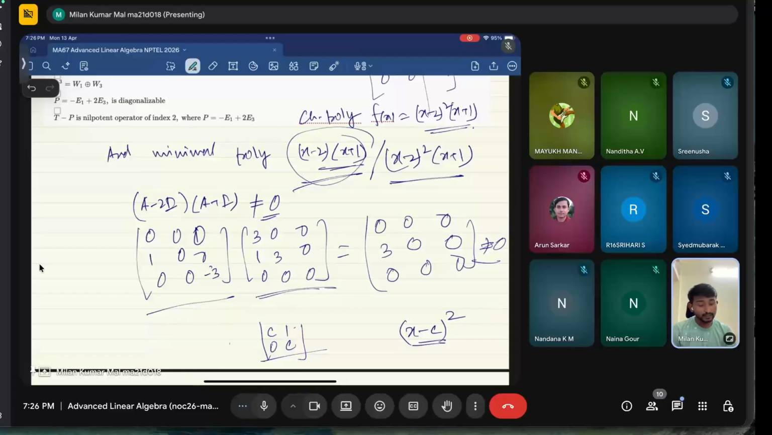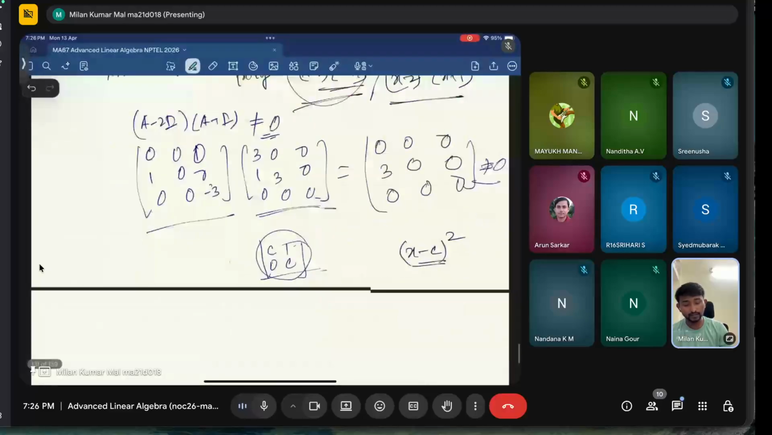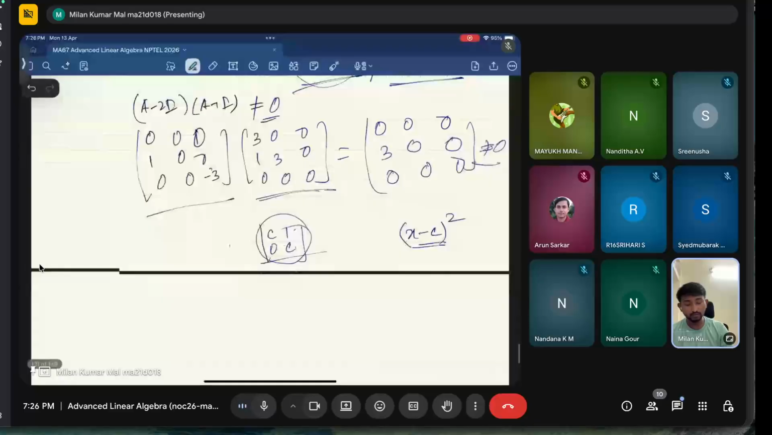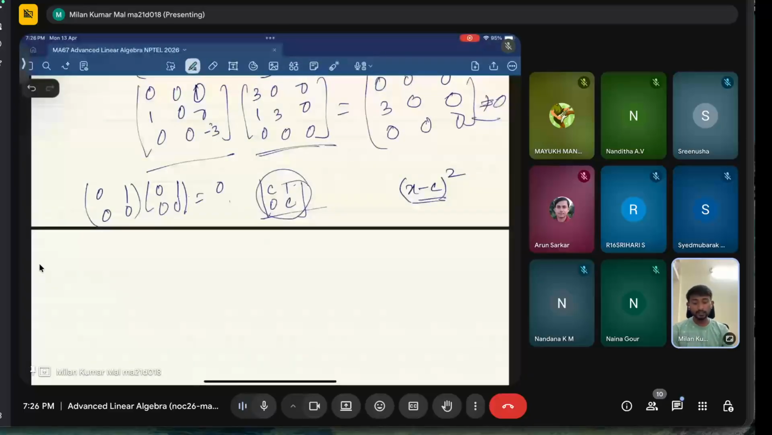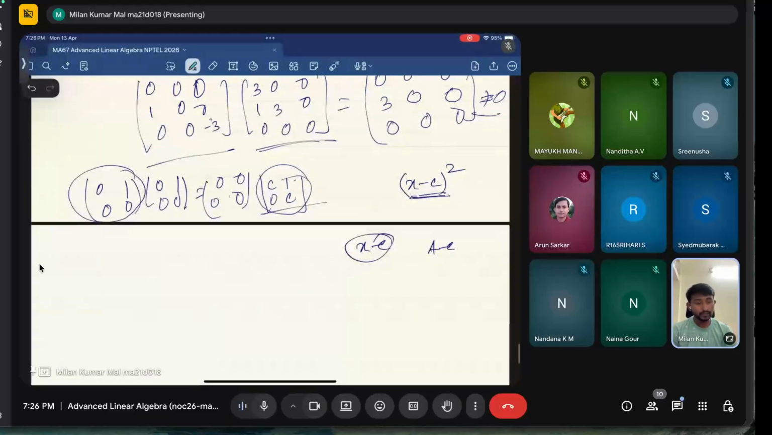And why do these things appear? Because if you have a matrix like 0 1 0 0 and you square it, then it will vanish, right? You will get 0 0 0 0. So for this matrix 0 1 0 0, the minimal polynomial is x squared. Now whenever c is the eigenvalue, consider the matrix x minus cI. That means if the minimal polynomial is this, then this matrix can't be 0. We have to square it, and then the corresponding block will become 0.